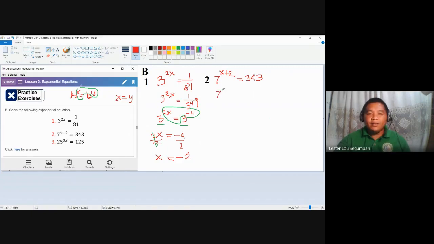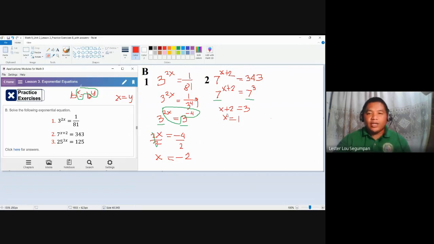So we have 7 to the power of x plus 2 is equal to 7 cubed. Now that we have the same bases, we can simply cut the exponents and equate them using the property of equivalent exponents. And instead of an exponential equation, we will have a linear equation. So x plus 2 equals 3. Subtract both sides by 2. x is equal to 1.